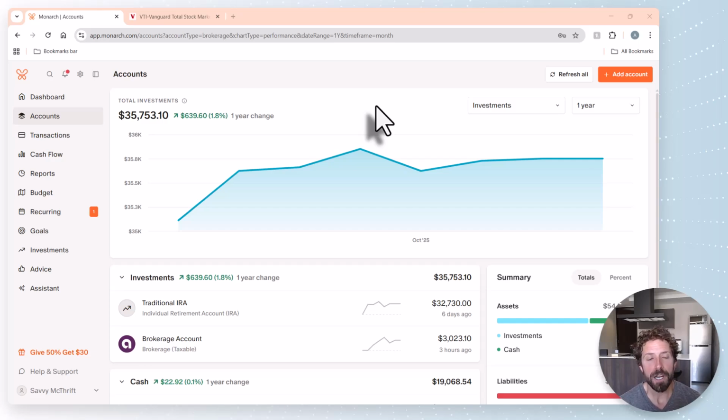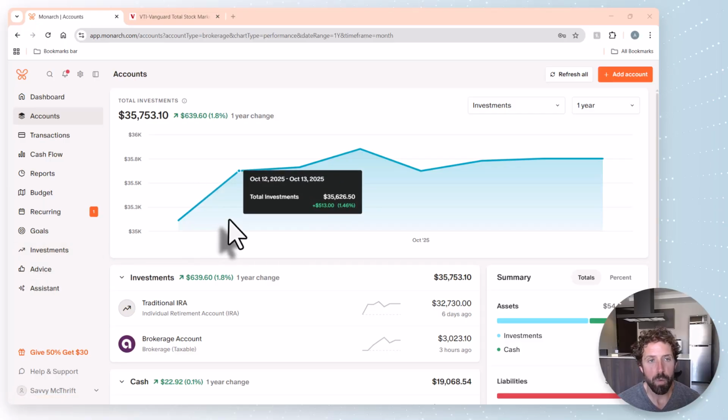And today we're going to be continuing our series on Monarch Money and how to use it. We're going to be focusing on two features in particular, the accounts feature and the investments feature. The reason I'm taking these together is because together you get a really good view of your wealth picture, right?